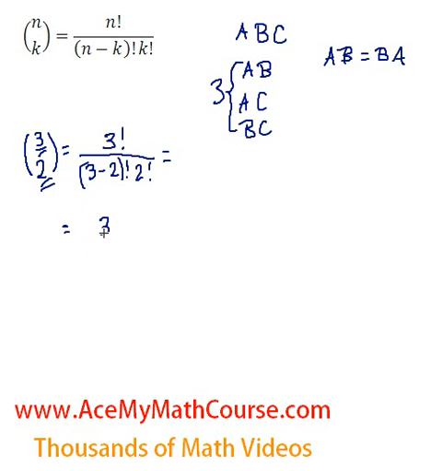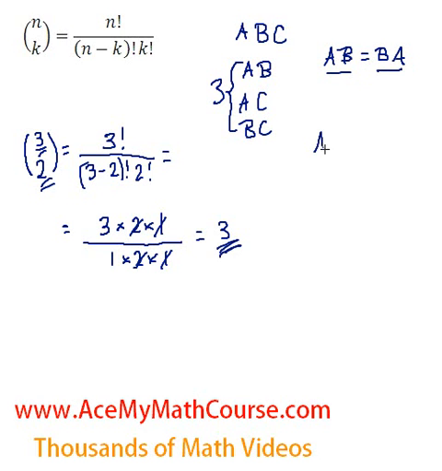So 3 factorial is just 3 times 2 times 1 all over. Now 3 minus 2 is 1. 1 factorial is just 1. So I won't even write the factorial there. And 2 factorial is just 2 times 1. So 2 times 1 cancel out with 2 times 1. 3 over 1 is just 3. Great. So we were able to figure out that if we have three objects, and we're choosing two, there are three ways to arrange that if the order in which they're chosen doesn't matter.